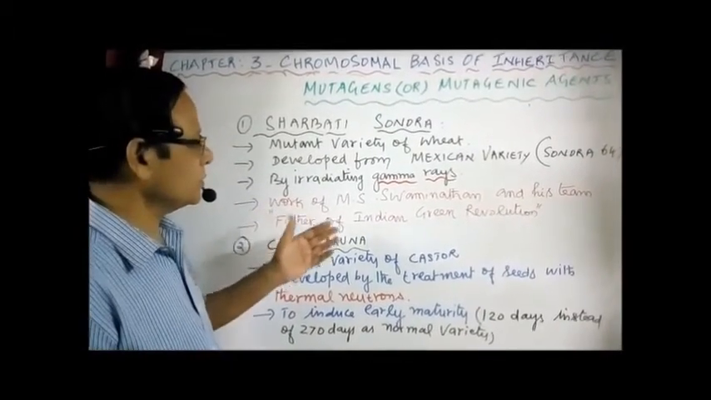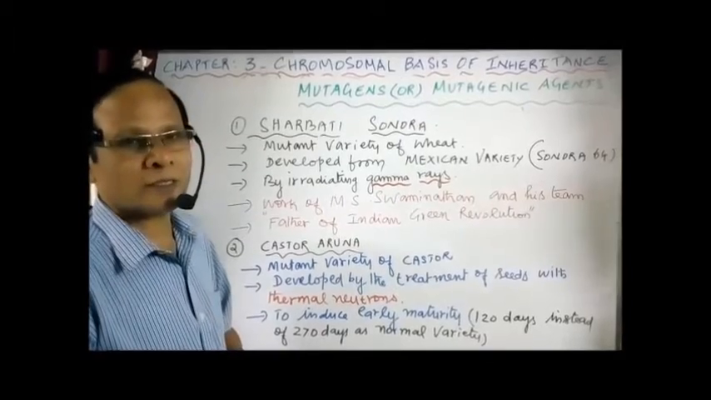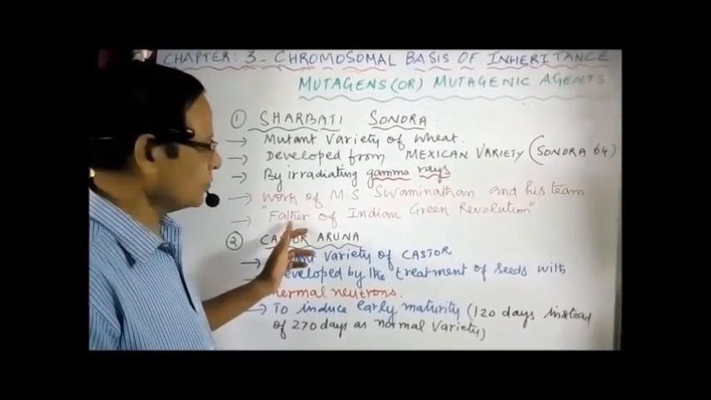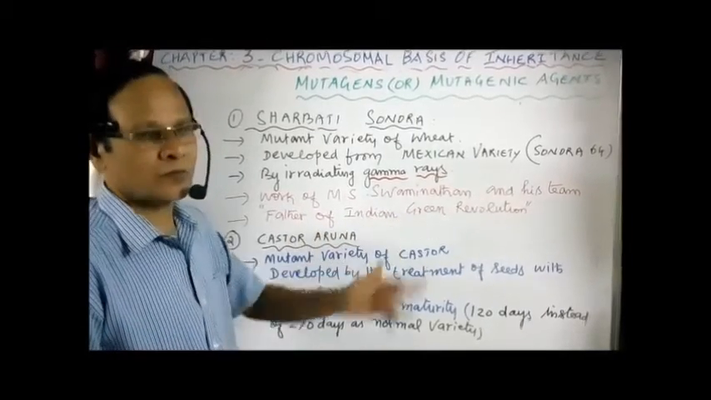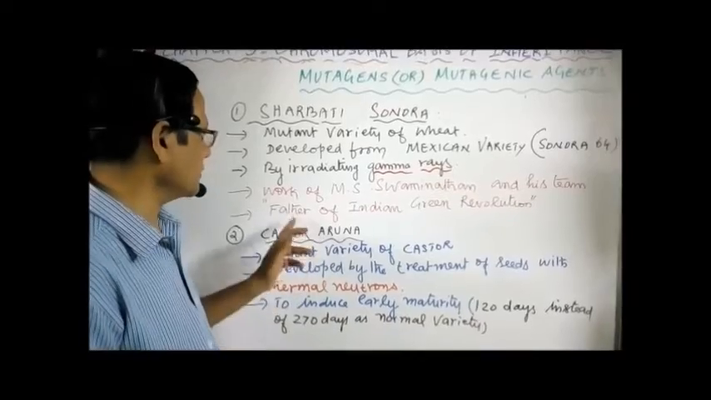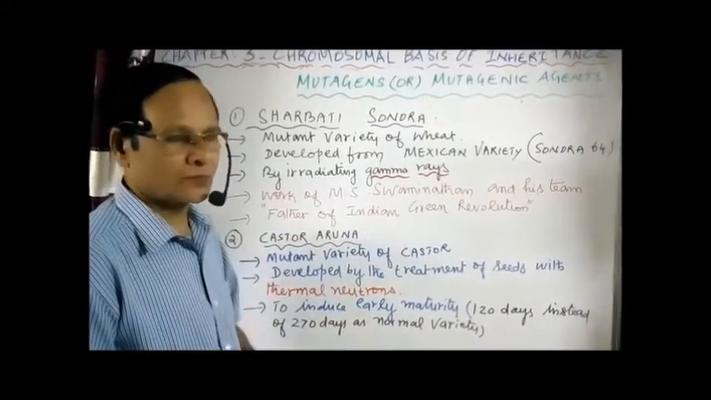It is the work of, you know that one, M.S. Swaminathan and his team. M.S. Swaminathan is aptly called the father of the Indian Green Revolution. He did so much work for agriculture. That's why he is called the father of the Indian Green Revolution.